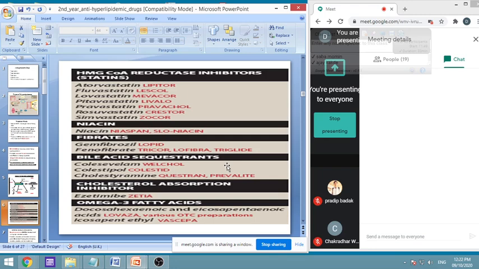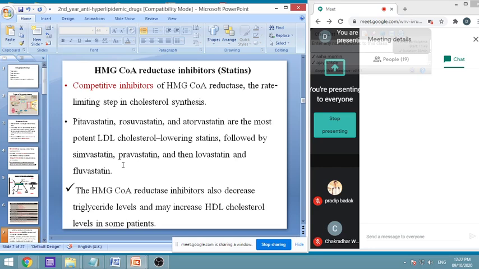And lastly, the omega-3 fatty acids. Examples are docosahexaenoic acid and eicosapentaenoic acid. These are available in various OTC preparations and as a food supplement, which decreases the oxidative stress and decreases the formation of LDL and VLDL. So these are various drugs. We shall see these drugs one by one.